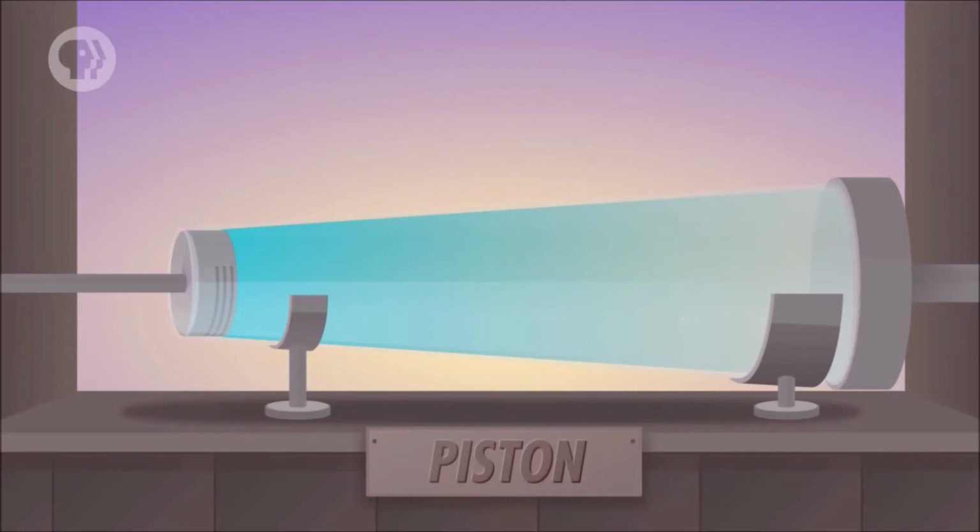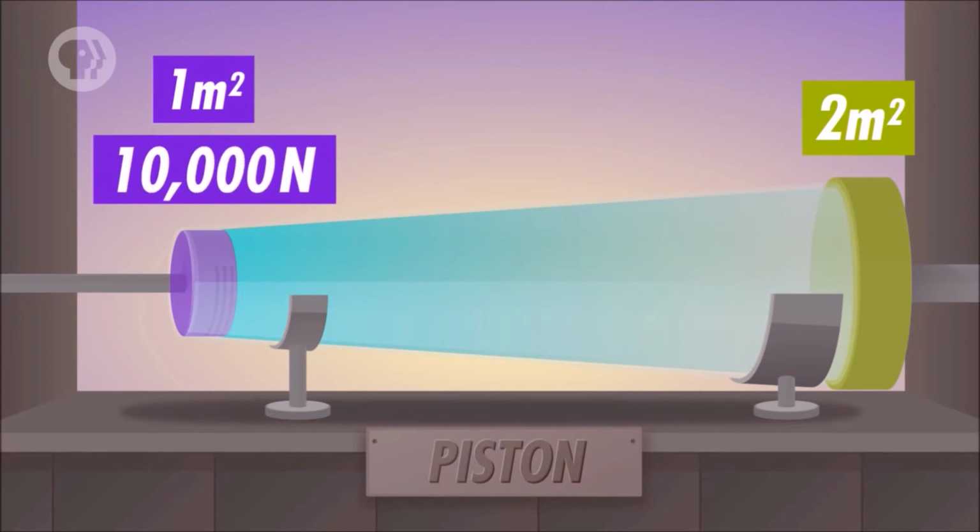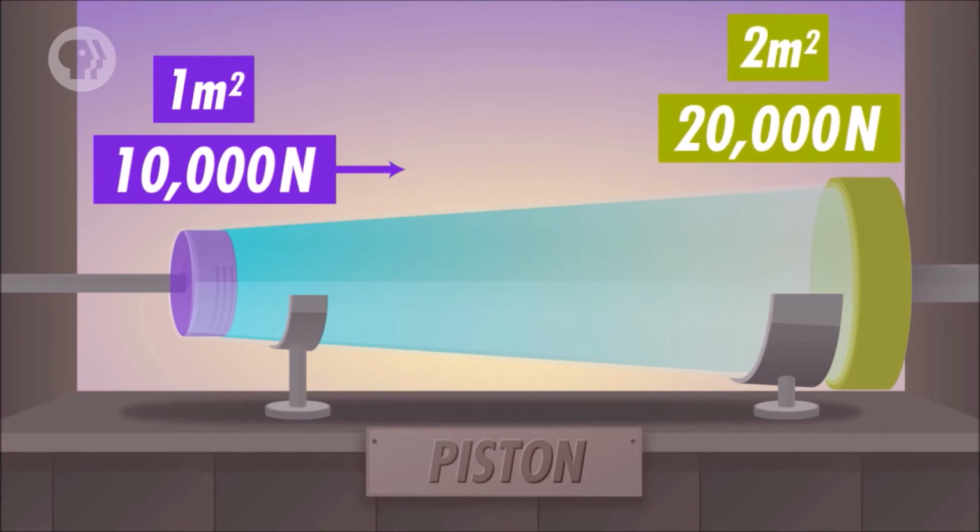So say you have another tube that's more of a cone shape, with a piston on the left side that has an area of 1 metre squared and one on the right that has an area of 2 metres squared. Again, you apply 10,000 pascals of pressure to the piston on the left side, meaning 10,000 newtons of force. But the piston on the right side has double the area. So for the pressures to be equal, the water has to apply double the force to the piston as you apply to the water. And so you end up with 20,000 newtons of force on the right side piston.